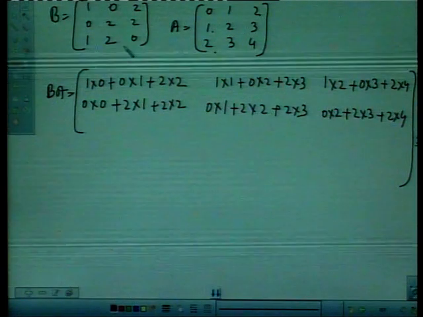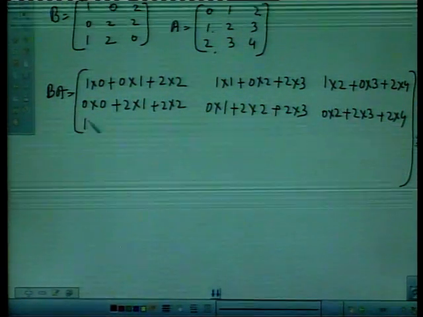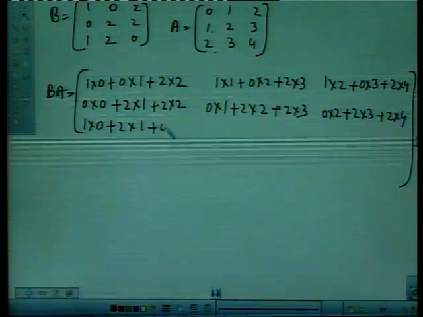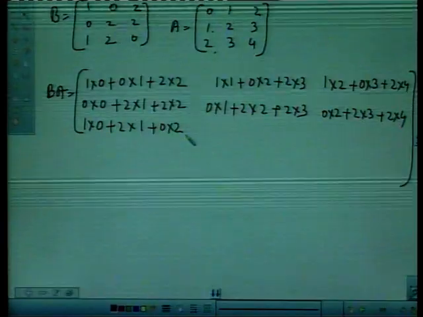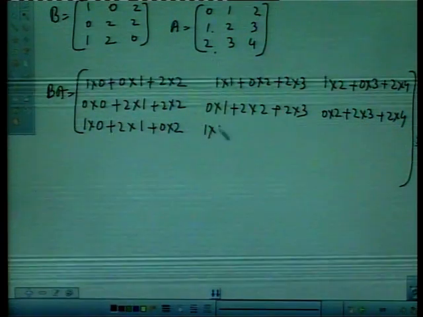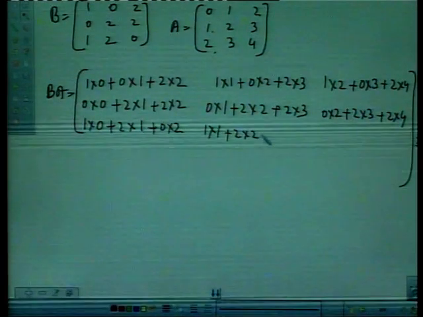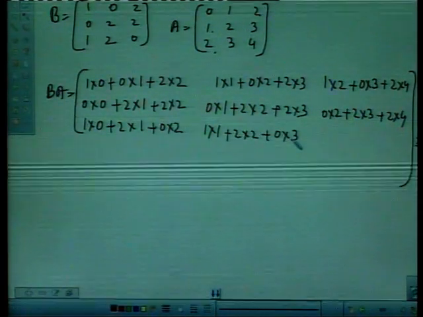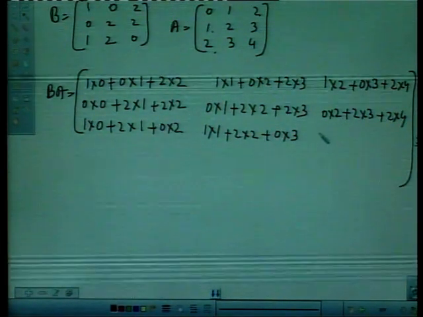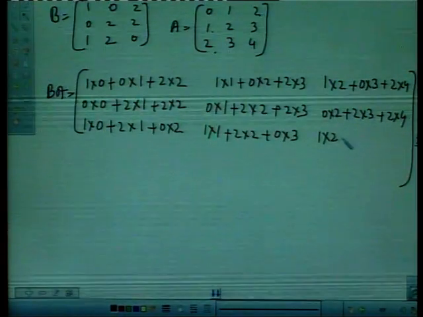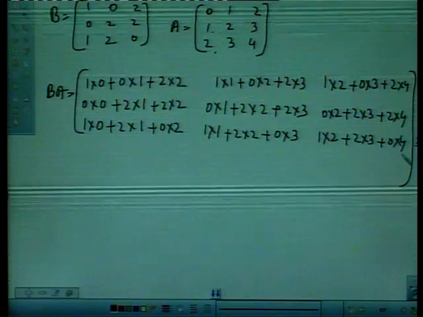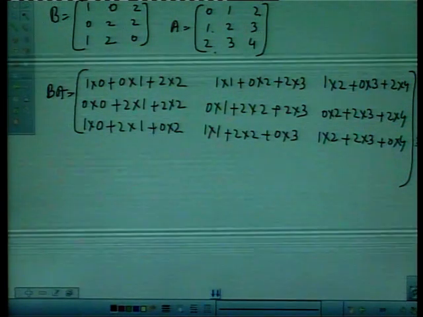Now third row, first column: 1 multiply by 0, 2 multiply by 1, 0 multiply by 2. Third row, second column: 1 multiply by 1, 2 multiply by 2, 0 multiply by 3. And third row and third column: 1 multiply by 2, 2 multiply by 3, and 0 multiply by 4. Then what will we get?